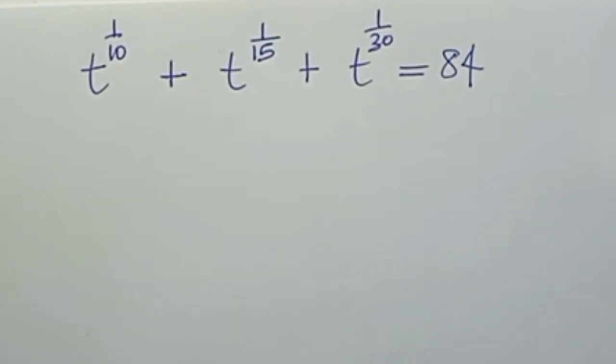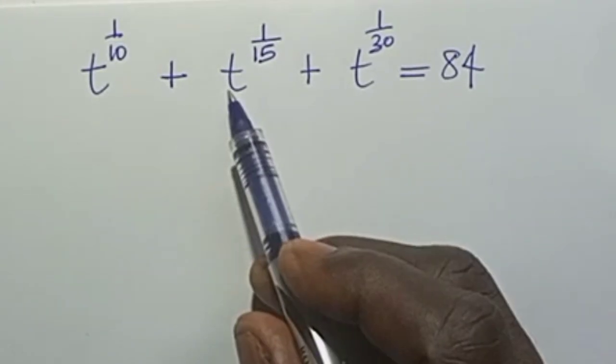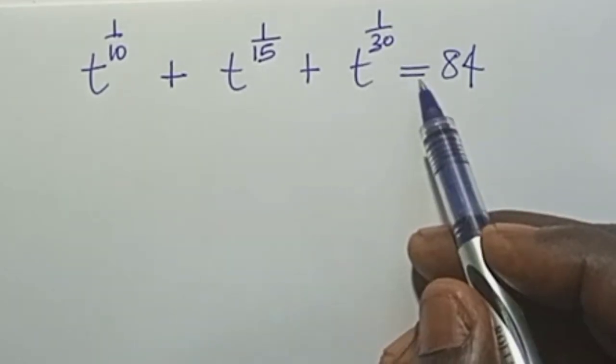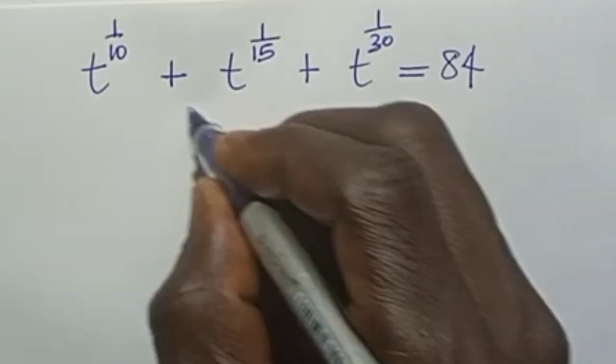Hello everyone, welcome back. So today we have t to the power of 1 over 10 plus t to the power of 1 over 15 plus t to the power of 1 over 30 all equals to 84. So let's solve together. We're going to say solution.